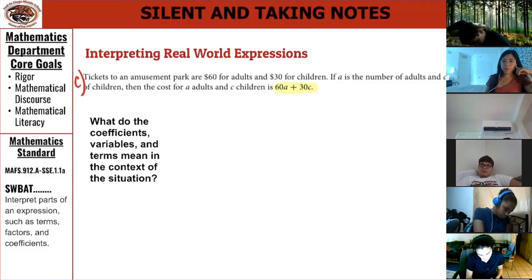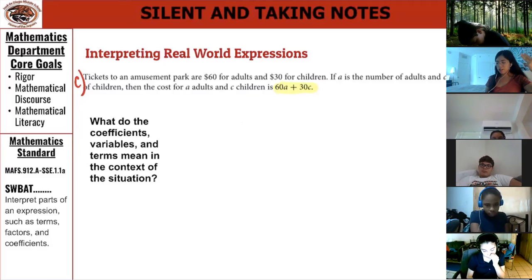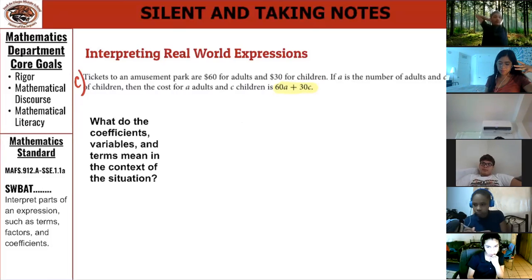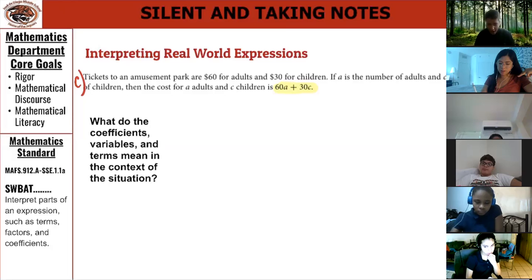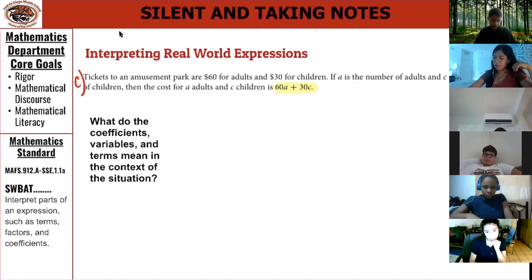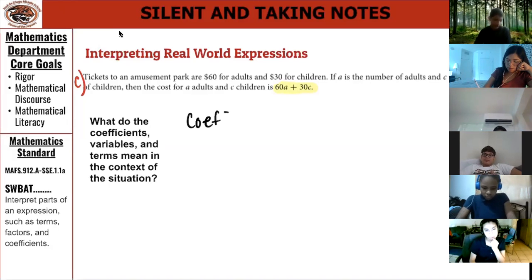And what we're going to do is break it down. This is an expression. It has numbers, variables, coefficients, all the stuff that makes it an expression, but it actually means something in real life based on this problem. So the question is, what do the coefficients, variables, and terms mean in the context of this situation? We're going to explain what each of those things mean in this specific example. So first we're going to break it down.